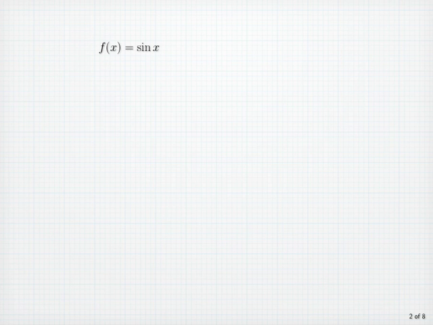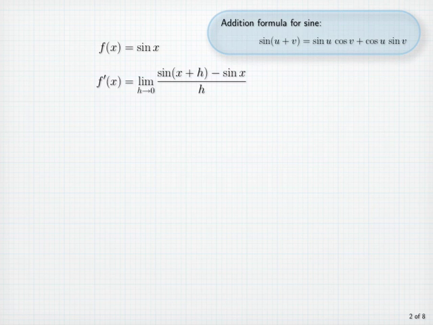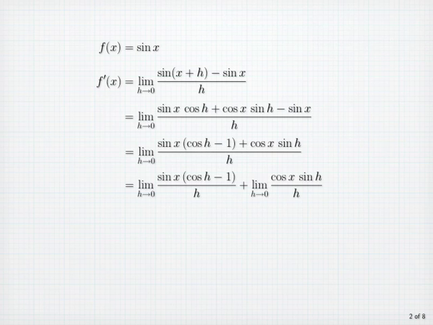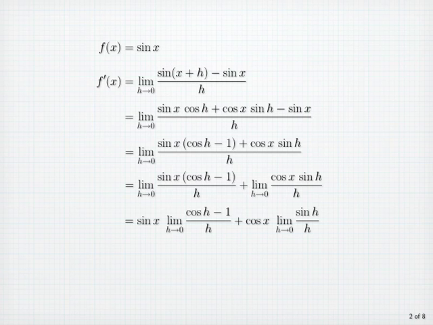Let f of x equal sine x. The definition of the derivative says that f prime of x is the limit as h goes to 0 of sine of x plus h minus sine x, divided by h. Using the addition formula for sine, we rewrite sine of x plus h as sine x times cosine h plus cosine x times sine h. Now we factor sine x from the first and last terms in the numerator, break the fraction up into two terms, and then bring sine x and cosine x outside of the limits since those factors are independent of h.